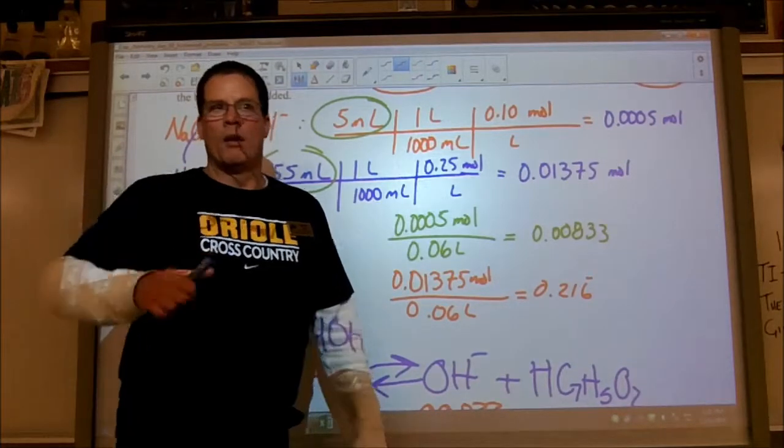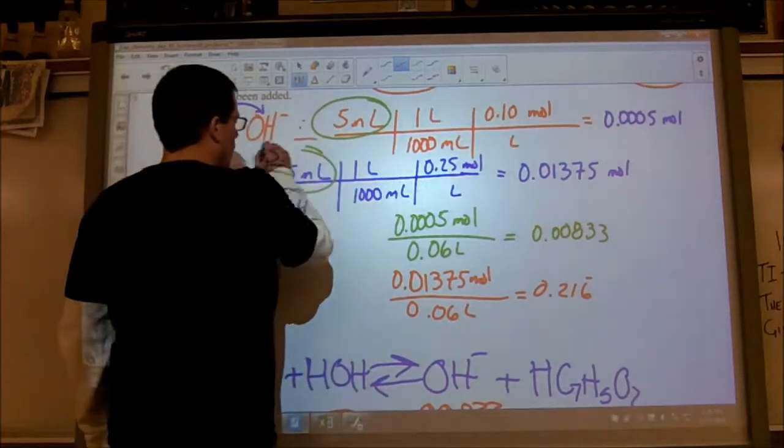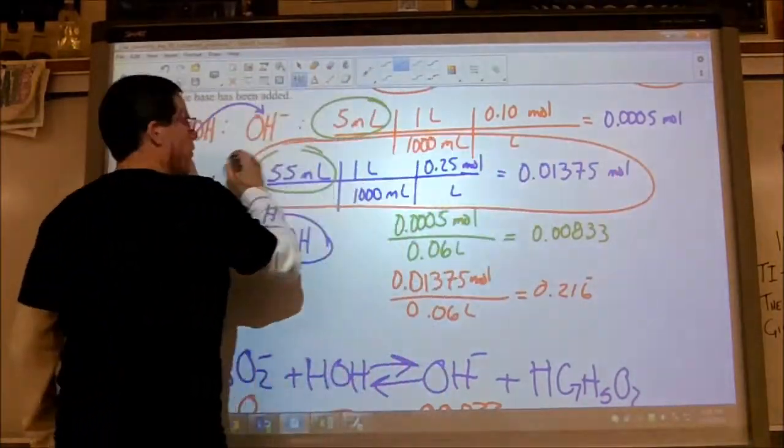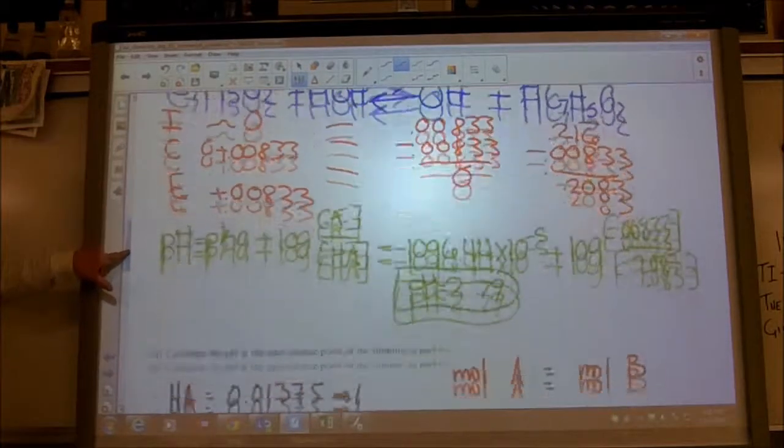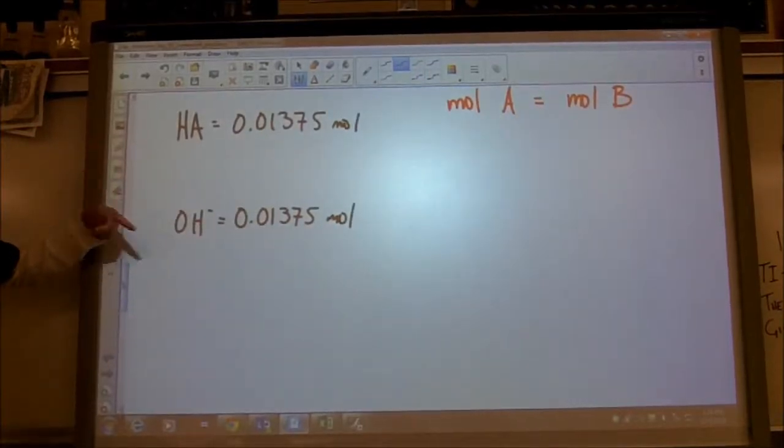Why do we use 0.01375? Because this is our moles of the weak. That's our guiding light for titrations. Whatever your number of moles is for your weak, that's how many moles of the strong you must have to reach the equivalence point. Okay, agreed. Yeah, whatever the moles of the weak are, that's how many moles of the base we need to get to the equivalence point. For a weak base, you use the moles of the weak base, and you're going to need that many moles of the strong acid.